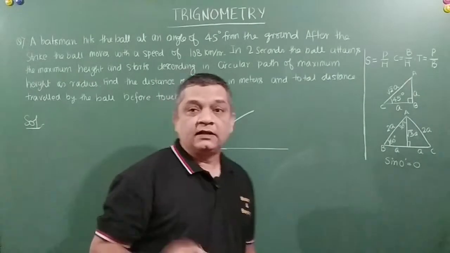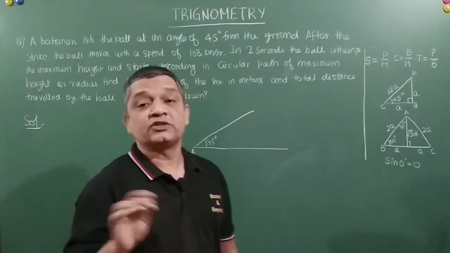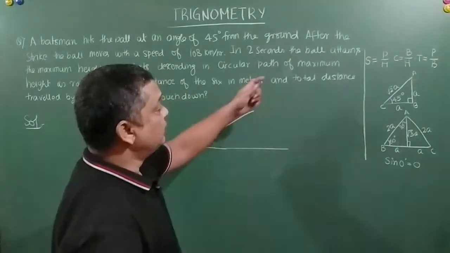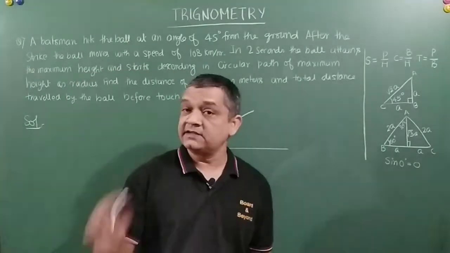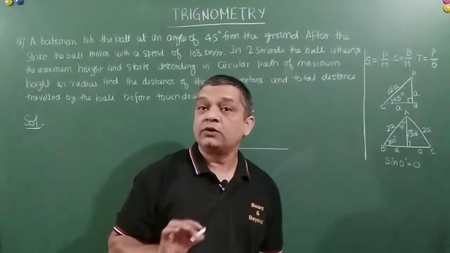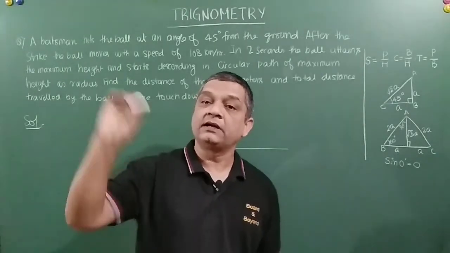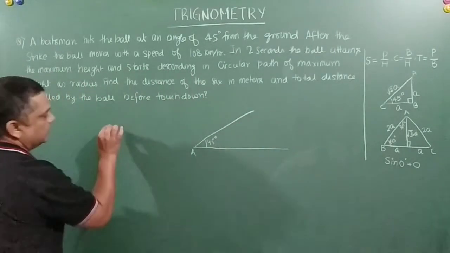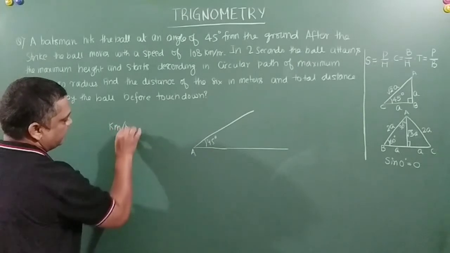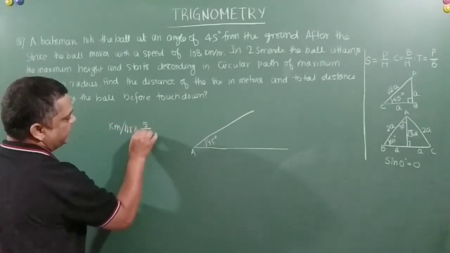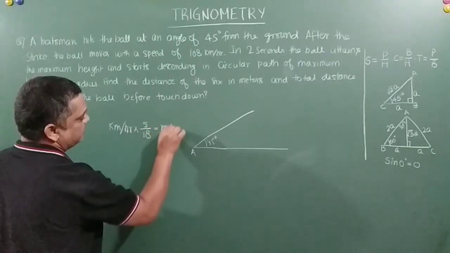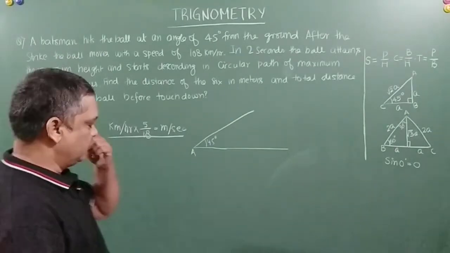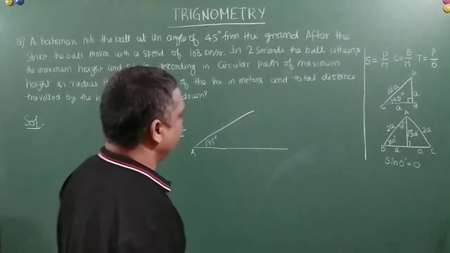And just after the strike, the ball moves with a velocity of 108 kilometers per hour. Okay, so I'm going to give you a tip here. And in 2 seconds, the ball attains the maximum height. So I need to convert kilometer per hour into meter per second. Correct? I'll just tell you here, kilometer per hour multiplied by 5 by 18 is equal to meter per second. Right, friends?